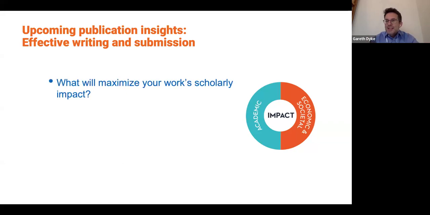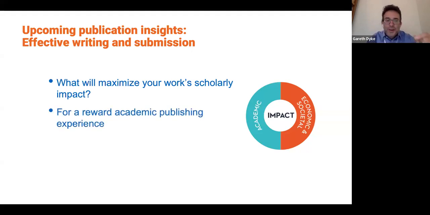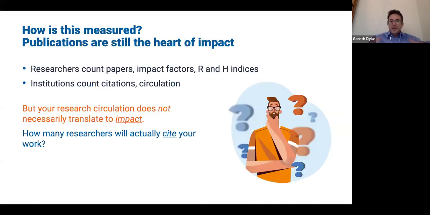Effective writing and submission of research articles and building your impact as a researcher is more than just where you publish your research. It's more than just academic impact. It's also about the socioeconomic impacts and outcomes of your research. So let's think, as we plan our research projects, what is it that's going to help us to maximize our work's scholarly and socioeconomic impact? And all of this builds together into a rewarding publication experience, because of course we count papers, we look at impact factors, R and H indices.